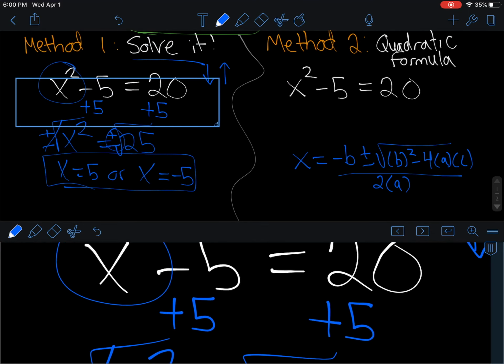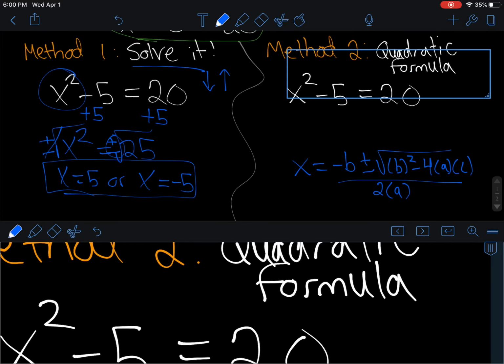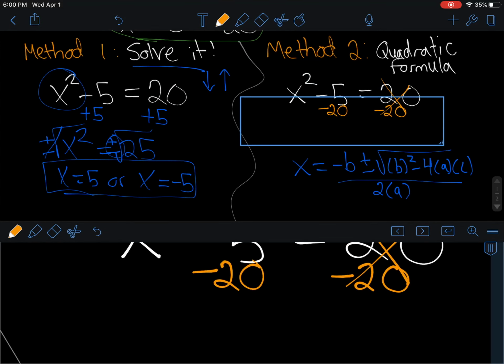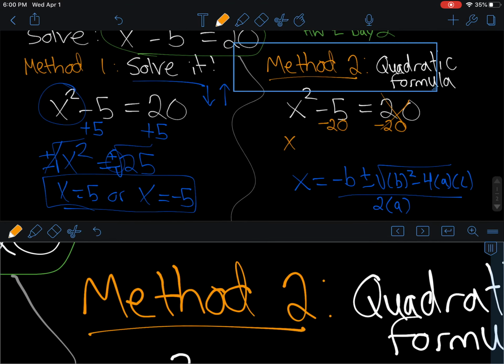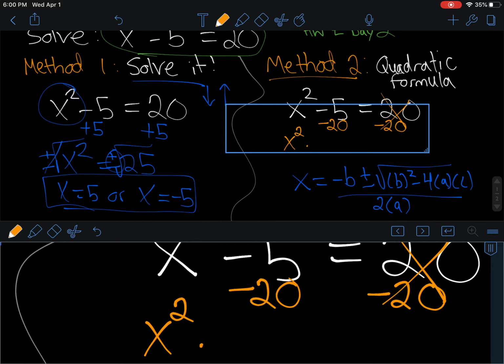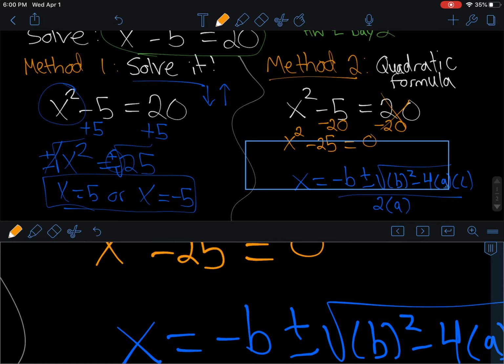You don't need to do the quadratic formula, which is another way that you can do it, which is over here. Now, the quadratic formula way of doing this is, remember, you have to get everything on one side before you start naming your A, B, and C. So remember, you have to move that 20 over if you are going to use the quadratic formula. So just to be clear, this is method 2, meaning this is the second way you can solve the problem. So it'll be x squared minus 25, because negative 5 minus 20 is negative 25, equals 0.